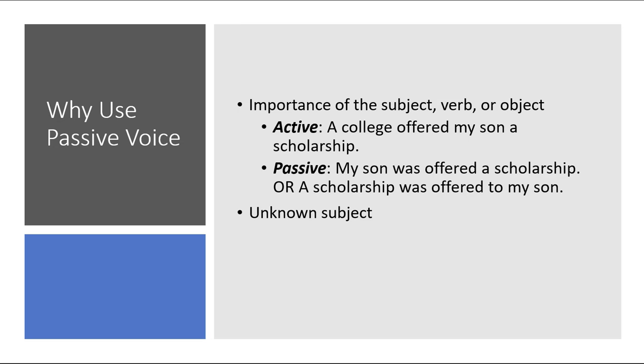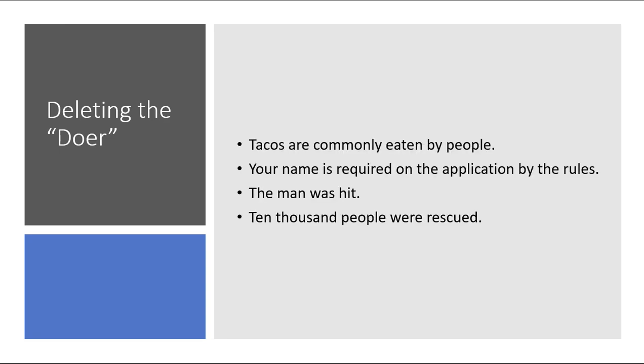Another reason to use passive voice is when the subject is unknown. For example, the bank was robbed last night. Maybe the robbers have not been caught yet and are unknown. The doer or performer is optional, and in many cases should be deleted if adding it seems redundant or obvious. Take a look at these example sentences.